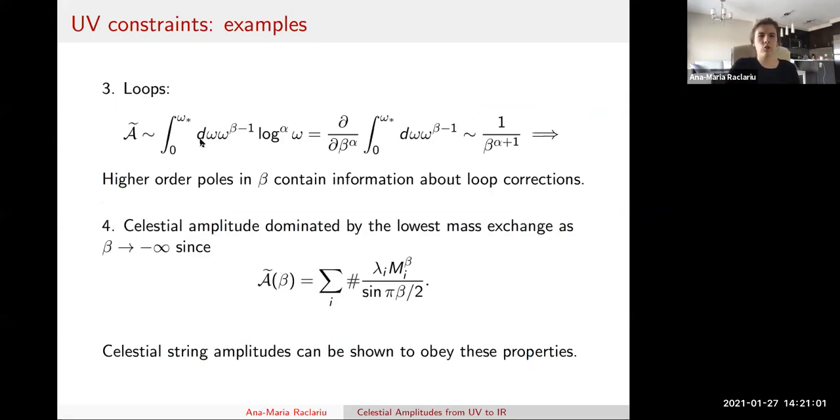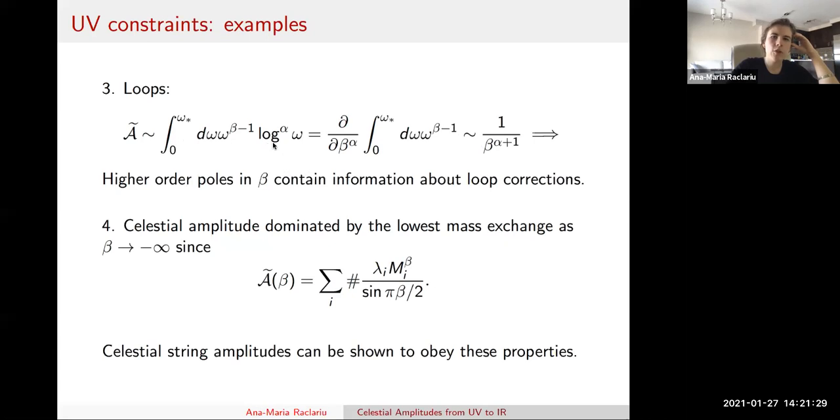Okay, and finally, just two more comments about loop amplitudes. I wrote down an expansion in powers of omega before for the low energy amplitude, but we know that this power series in omega is actually dressed by logarithms if one takes loop effects into account. But these loop effects have, again, a nice interpretation on the celestial sphere. They actually show up as higher poles in beta.